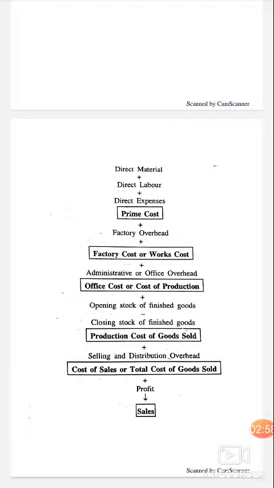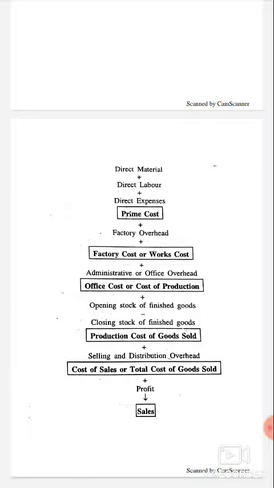Then we add administrative or office overheads in factory cost. The cost obtained by adding administrative overheads to the factory cost is known as office cost or cost of production. Then we make adjustment of opening stock of finished goods and closing stock of finished goods in cost of production.